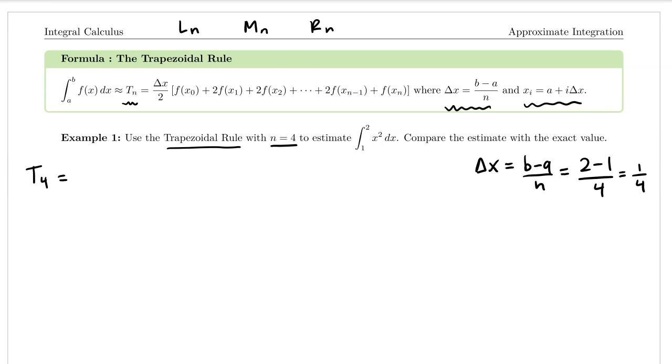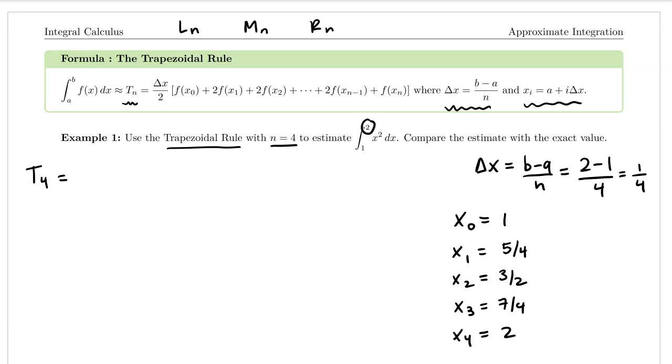That means we're starting at 1, so our x sub 0 is 1. Then our next x value, we add the delta x value, so 1 plus 1/4 is 5/4. X sub 2 is our next x value, so we add on our delta x value again. That would be 6/4 or 3/2. And then x sub 3 is equal to 7/4. And then x sub 4 is equal to 8/4, which is also equal to 2. We expected that because that's our b value. So we start with our a value, and we end with our b value.